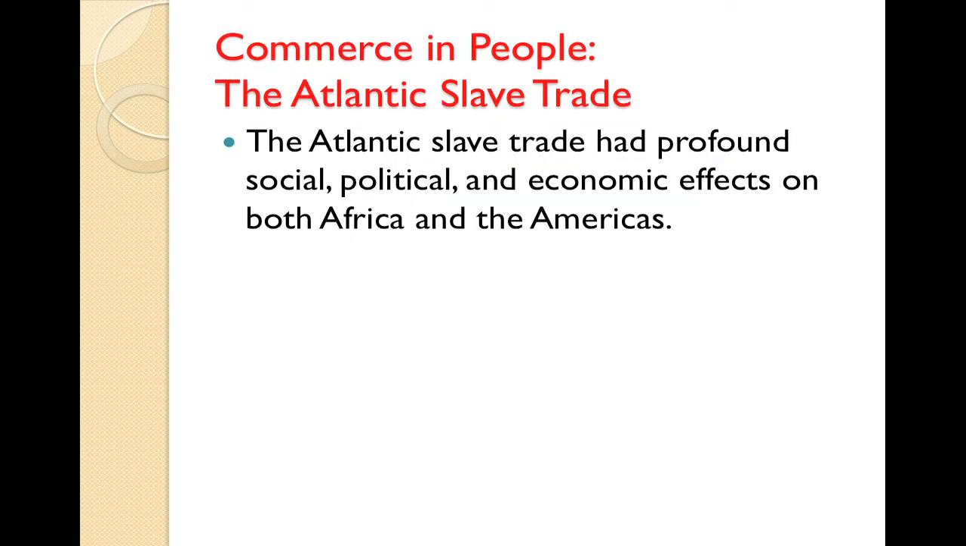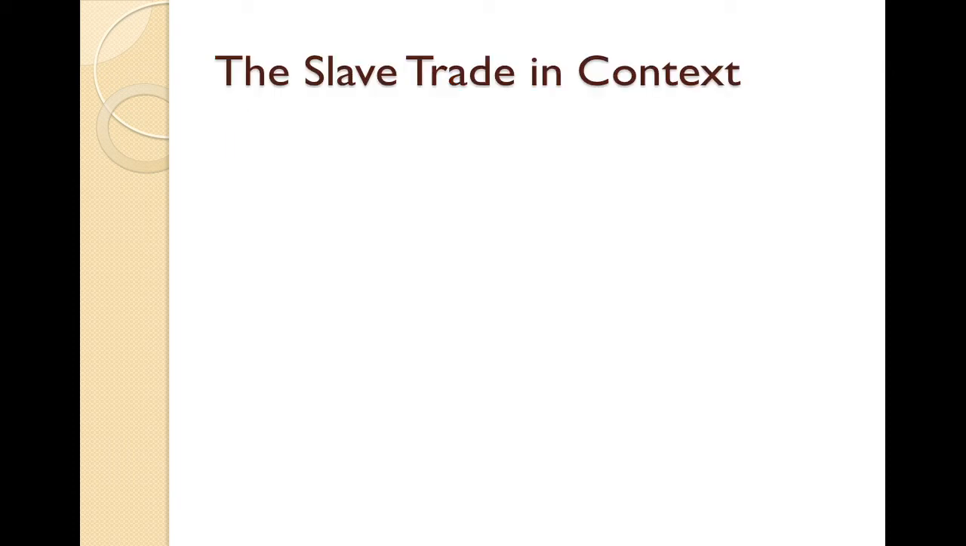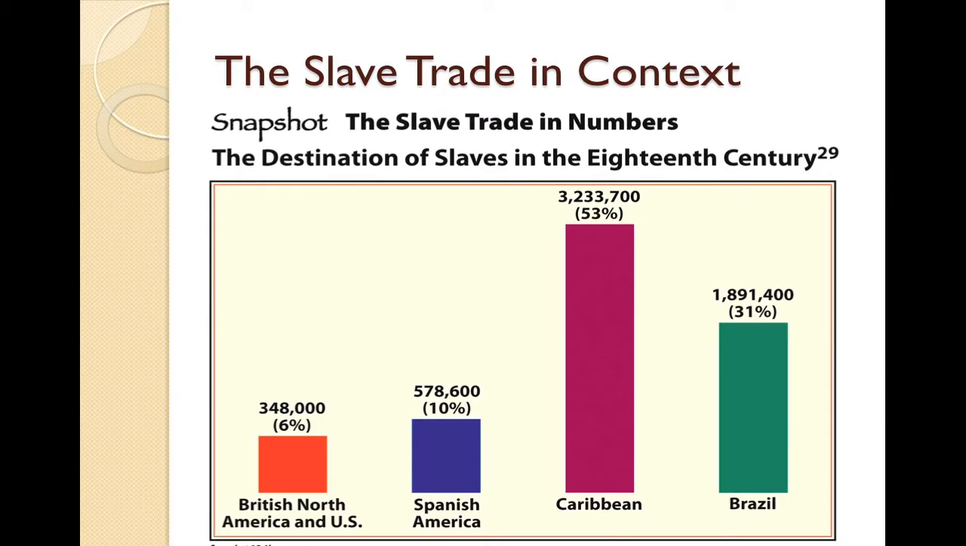Finally, commerce and people, the Atlantic slave trade. The Atlantic slave trade had profound social, political, and economic effects on both Africa and the Americas. This section begins by reminding us that slavery was an ancient practice centered around the Indian Ocean, the Mediterranean, and Western Africa. A tragic product of the Columbian Exchange was the development of a massive transatlantic slave trade. As you can see from the chart, sugar was the major impetus for this trade. Think back to your work for Chapter 14 to connect sugar production to these regions.